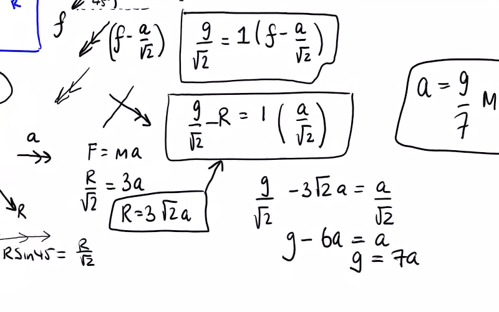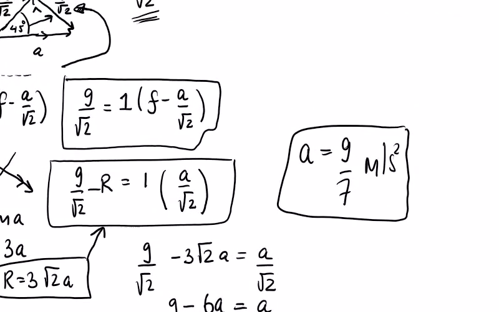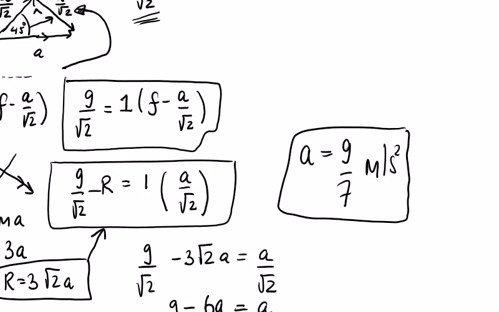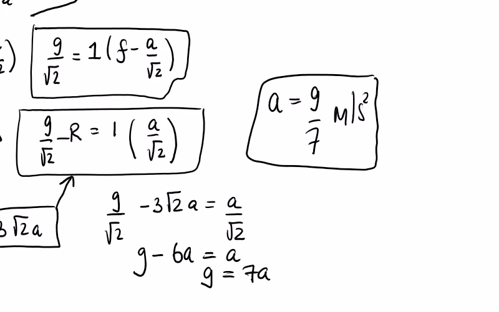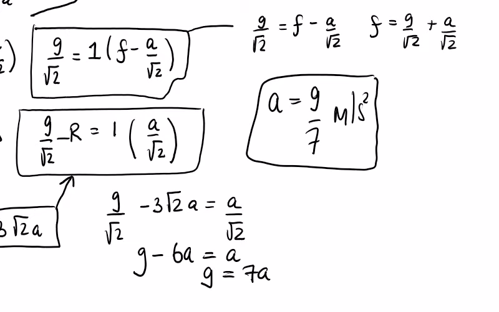Where's the easiest place to solve for G? Well, we just use this one here. G is equal to 7 times A. We want to solve, sorry, for F. So G over root 2 is equal to F minus A over root 2. So F is equal to G over root 2 plus A over root 2.